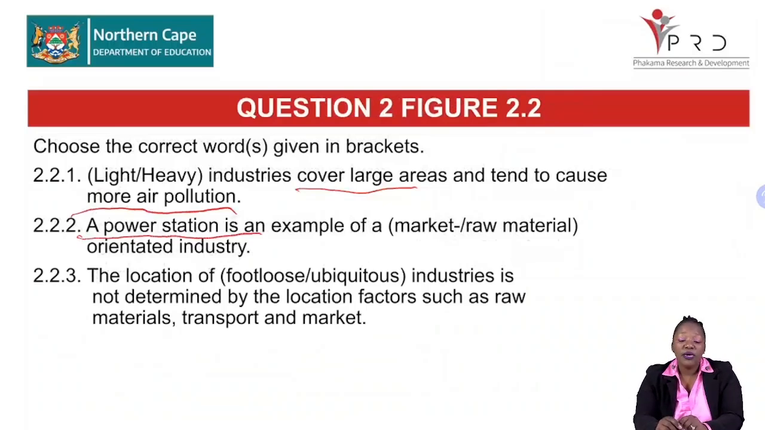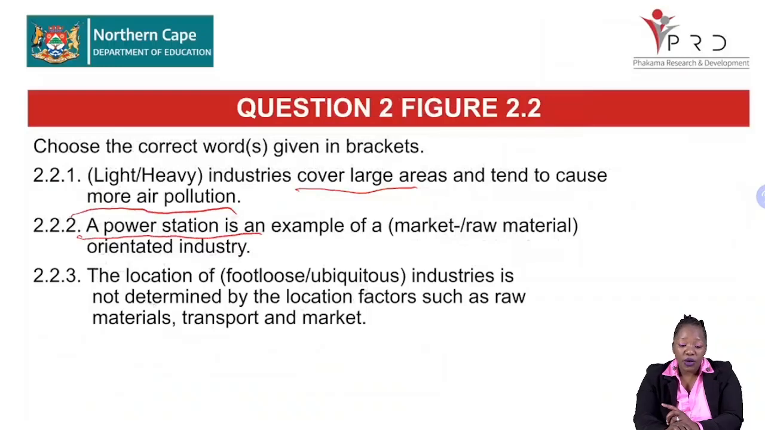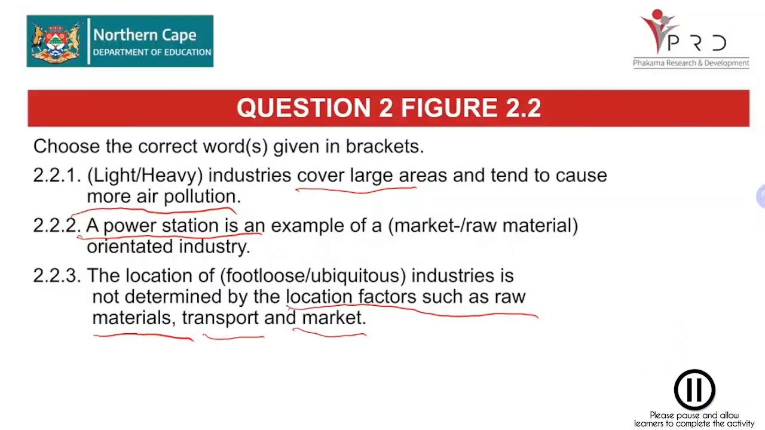Then your third question, the location of, is it Footloose or Ubiquitous? I know between the two is very confusing, but you need to master the few characteristics that make the two differ. So the location of Footloose or Ubiquitous industries is not determined by location factors such as your raw material, your transport, as well as your market. So again, I'm going to give you 3 minutes, 1 minute per question, and then after 3 minutes, we will proceed to the next questions.